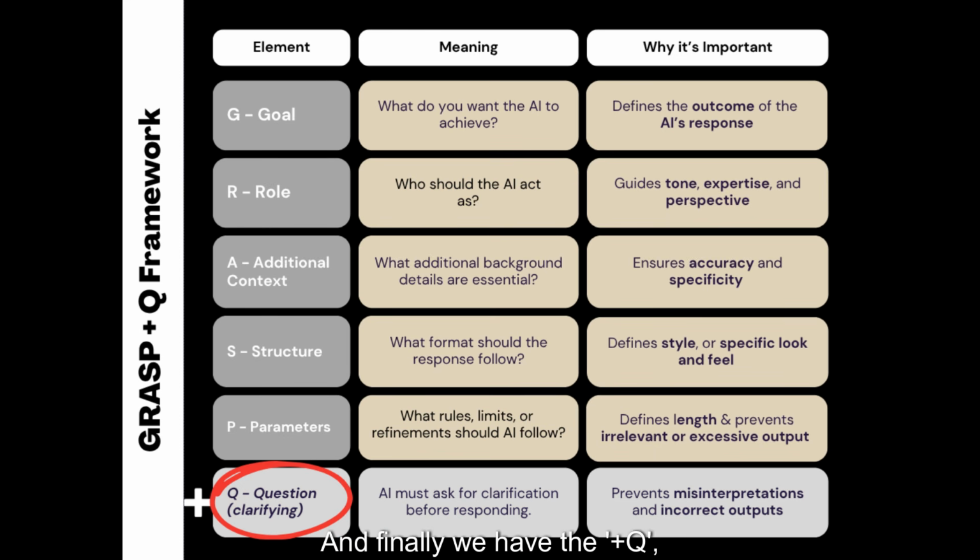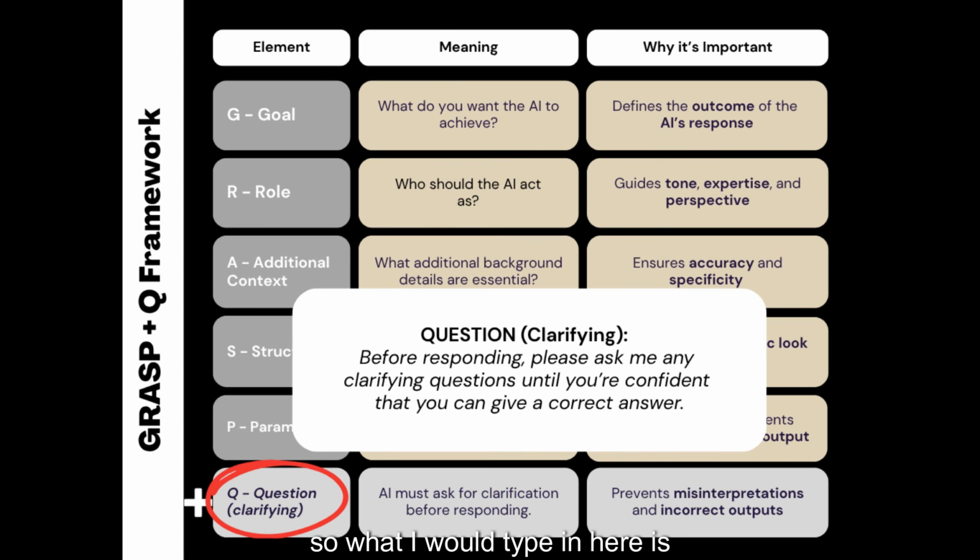And finally, we have the +Q, which is the clarifying question that we will always ask it to make sure that it asks us questions about what it thinks might be relevant. So let me give you an example of what we put here. So what I would type in here is, before responding, please ask me any clarifying questions until you're confident that you can give a correct answer.